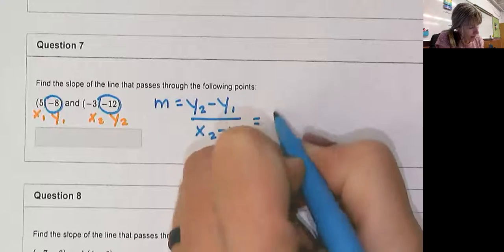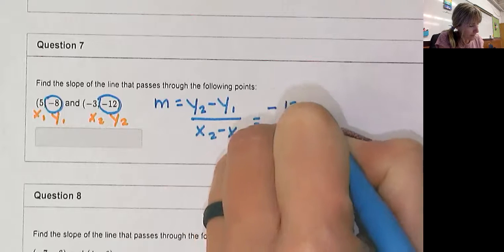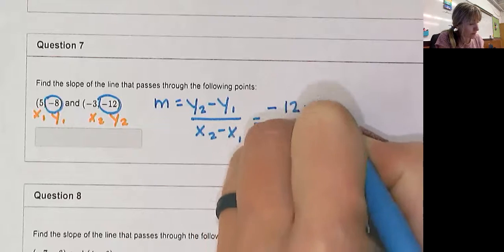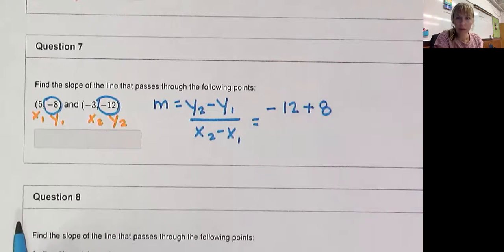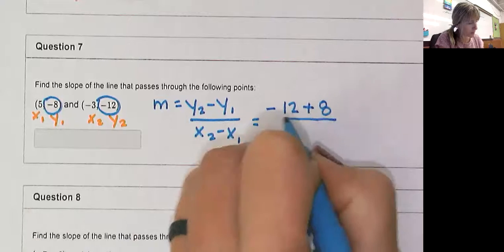Watch this. -12 minus -8. I said the words minus negative and I wrote a plus as I said it, because minusing a negative is adding a positive. Subtracting a negative is actually adding a positive. So that turned into a plus.